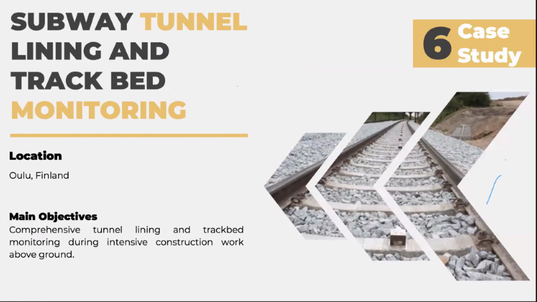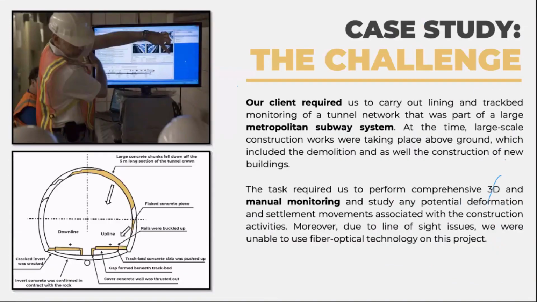Tunnel lining and track bed monitoring. So this is another project that's been executed. The client requirement was basically to track and monitor the tunnel network as one of the parts of the metropolitan subway system. And the problem was that one piece of the wall collapsed during this project and lay on a track, and this was basically detected by the monitoring system. Let's go to the next slide.